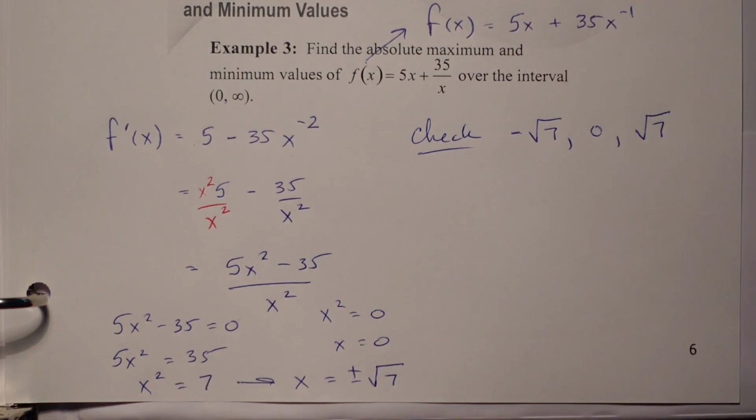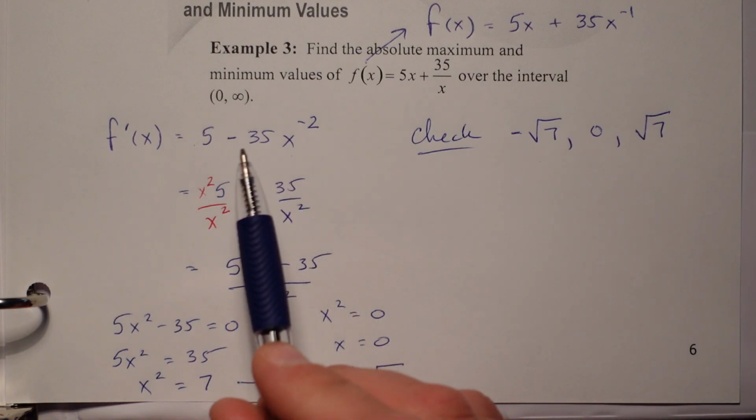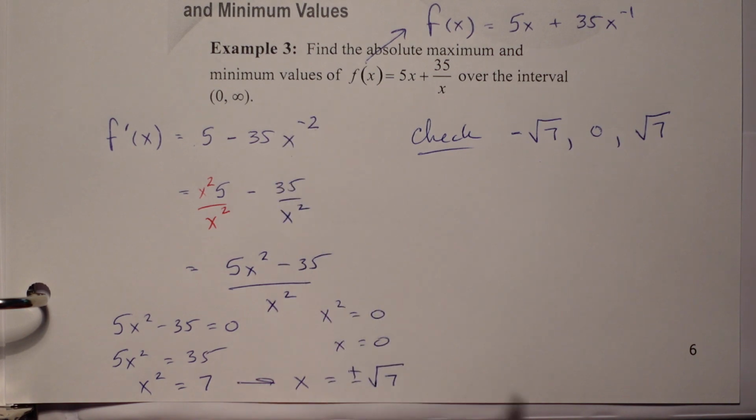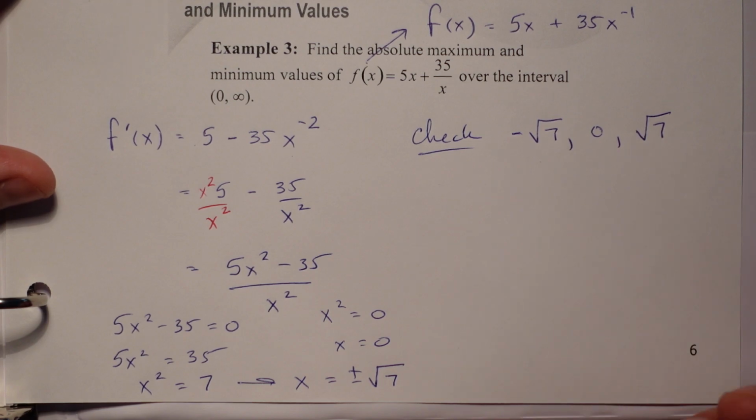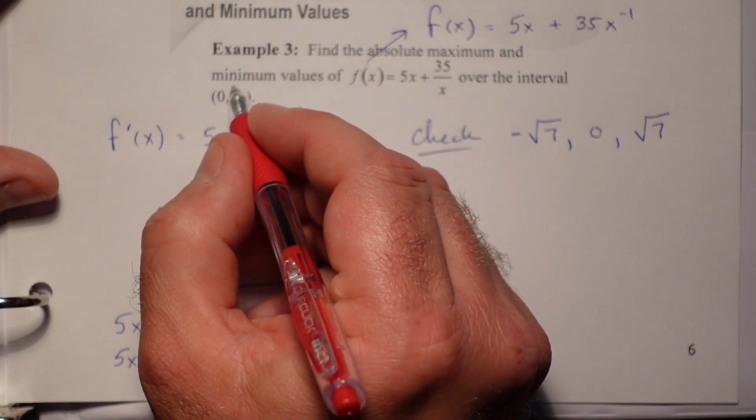However, and I alluded to this earlier with example 1, if any of your critical values fall outside of the interval, they need to be cast aside. Those aren't part of this problem. So when you look at this, negative square root of 7, any negative number, is outside of our interval.